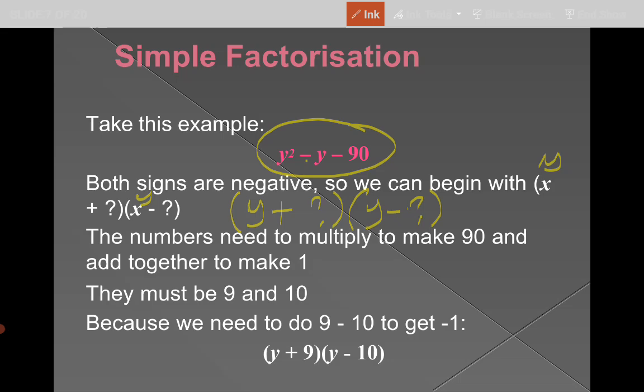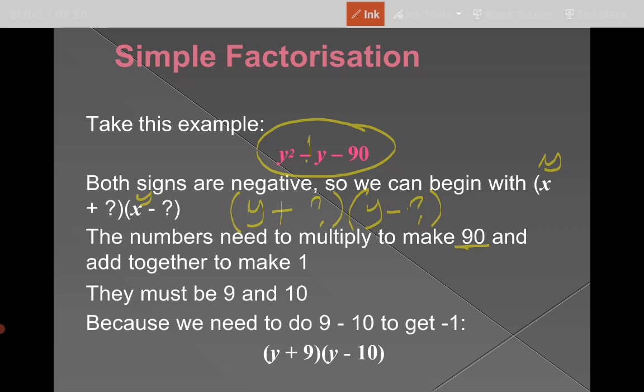Okay, remember that when both signs are negative, then the signs in the brackets are going to be different. So the numbers that need to multiply to make 90 and add up to 1. We needed two numbers which, when they multiply out, will give us 90. And when you add them up, they should give us a 1. Which one is that? This one here. So such numbers, therefore, are going to be 9 and 10.